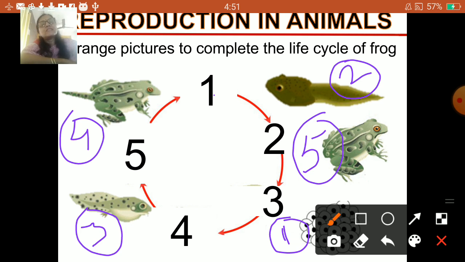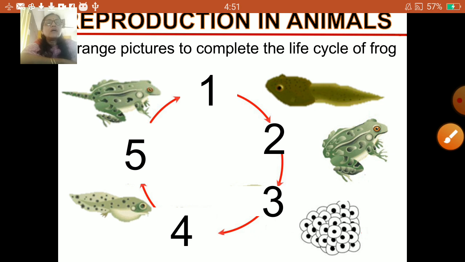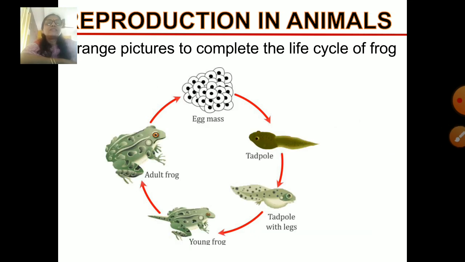Or you can also match it like this: 2 here, then 3 here, 4 here, and 5 here. This is how the life cycle of a frog goes. Now I'll show you a slide with the answers. Look here. Egg mass, tadpole, then tadpole with legs, young frog, and then adult frog. Right children, so these are the life stages of a frog.